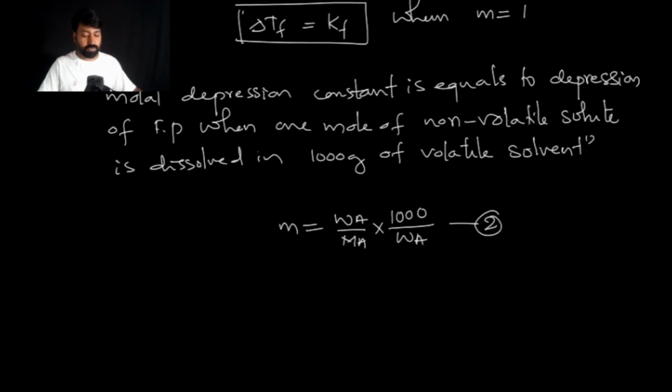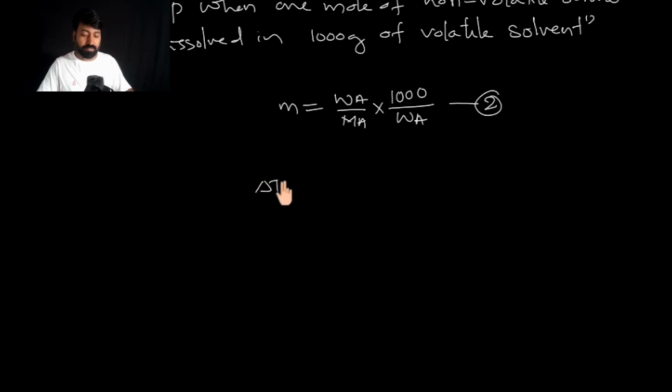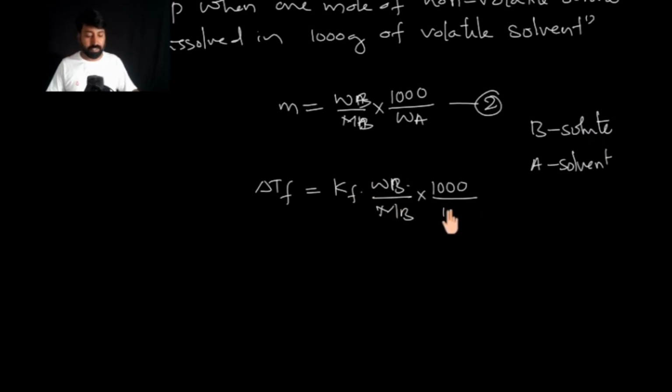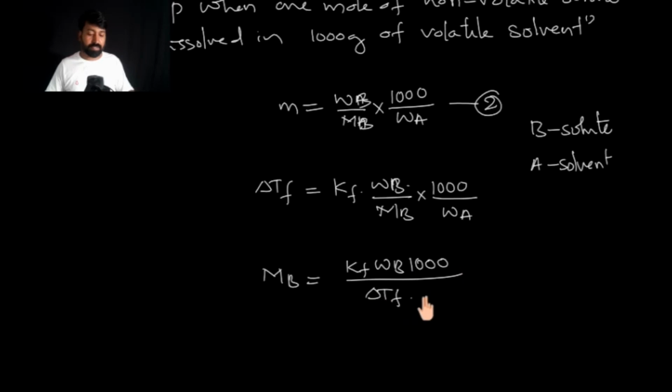Now when I combine equations 1 and 2, I get delta Tf is equal to Kf into WB by MB multiplied by 1000, divided by WA, the mass of solvent. Sorry students, a little error is there, so I take WB here. B is the solute, that is the non-volatile solute, and A is the solvent. Little correction, you can correct it. Now MB, interchanging the terms, MB is equal to Kf WB 1000, whole divided by delta Tf and WA.